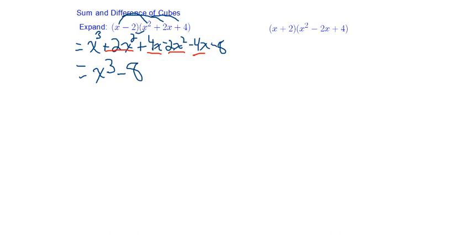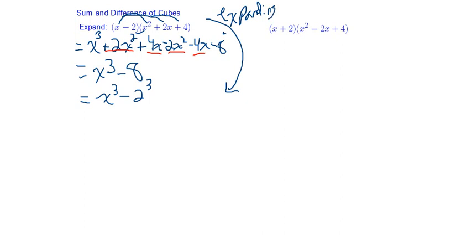The other thing that I want to point out here is that we could rewrite x cubed minus 8 as x cubed minus 2 cubed. And so this is what we would call a difference of cubes. Remember that going this way was called expanding. And going the other way is called factoring. So if we go this direction, we would call that factoring.